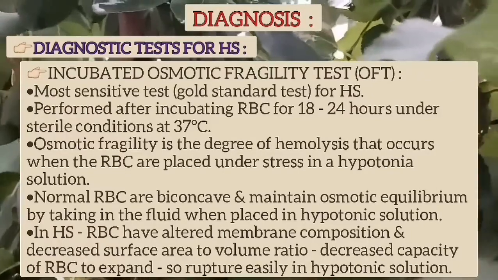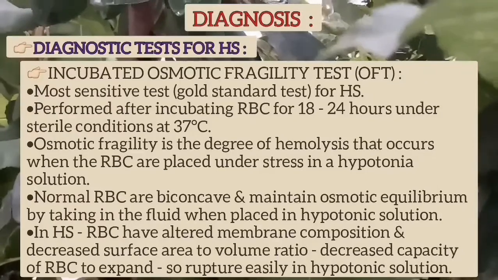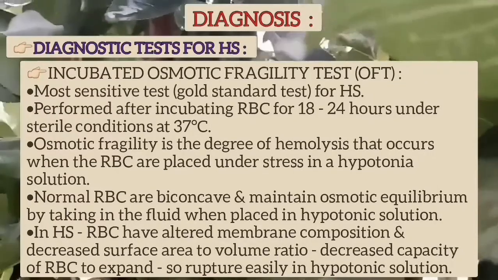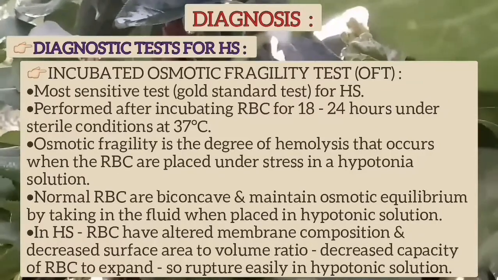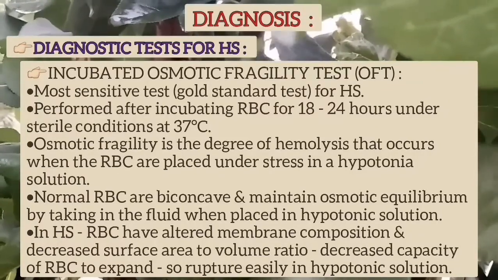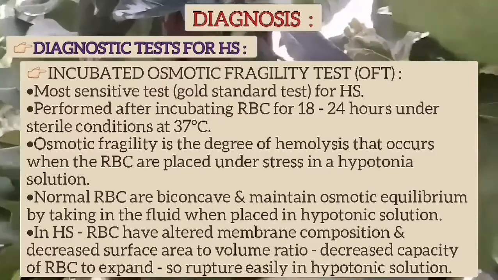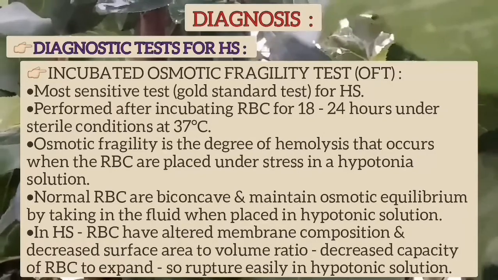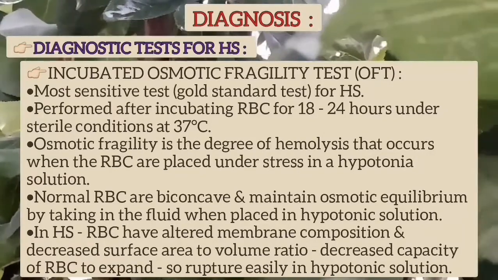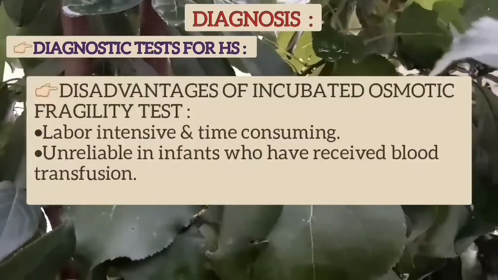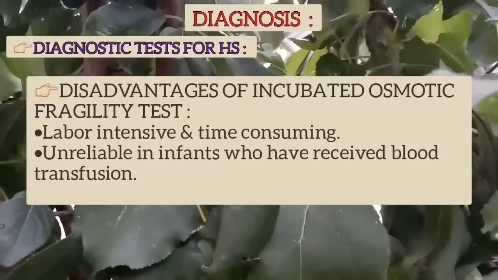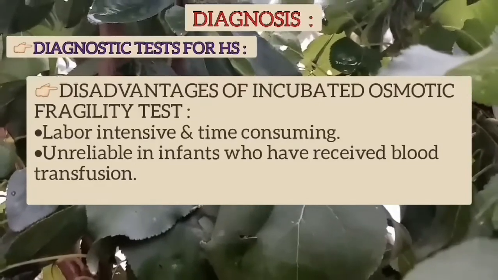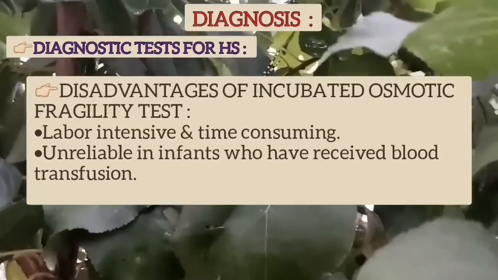Normal RBCs are biconcave and maintain osmotic equilibrium by taking in the fluids when placed in a hypotonic solution. While in hereditary spherocytosis, RBCs have altered membrane composition, decreased surface area to volume ratio and decreased capacity to expand, so they rupture easily in hypotonic solution. Now, the disadvantages of incubated osmotic fragility test are that it is labor intensive and time consuming. Now, it is also unreliable in infants who have received blood transfusion.